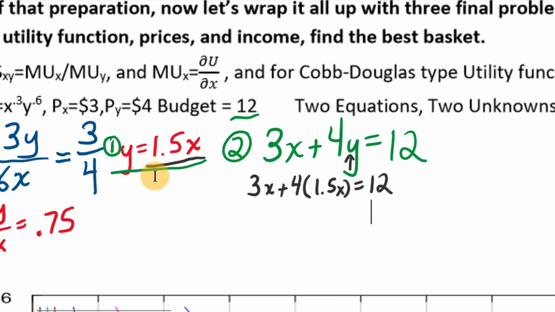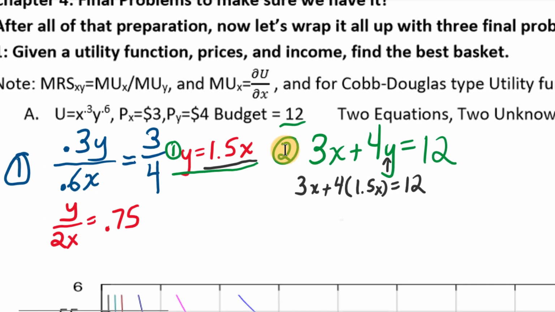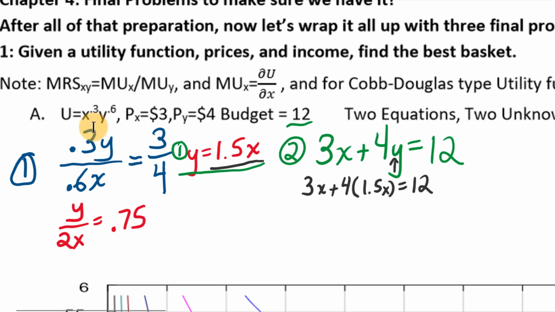And then what we want to do is figure out how much utility this person would get if we plug those 2 values of x and y back in here and see what utility level pops out. Okay? Take a minute and do that.